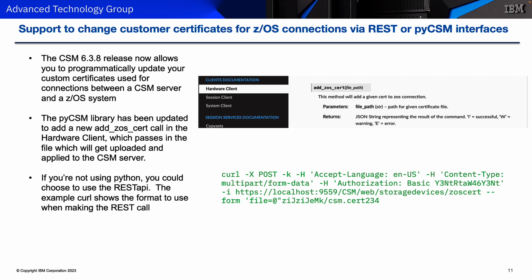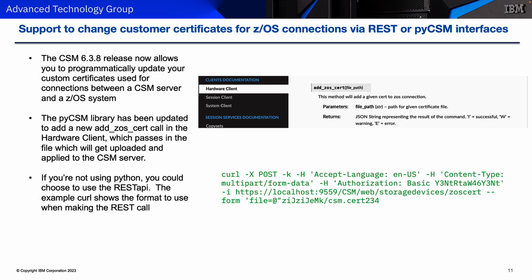With tighter securities and different requirements, customers may have to replace those certificates once a year, maybe even more frequently. And if you have a lot of Z systems and CSM connections to those Z systems, that could become pretty tedious. So we added a programmatic interface to make it a lot easier to handle that. And there are two ways.